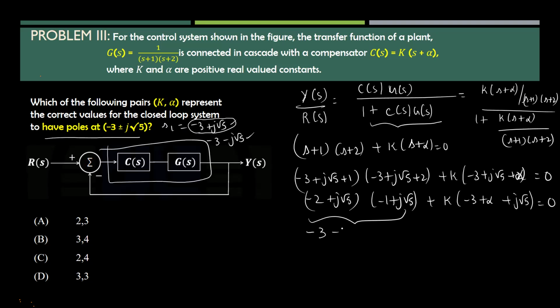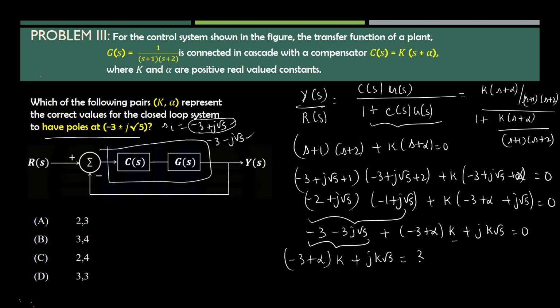And simplifying this, multiplying this, it will become minus 3 j root 5. Okay. And then here minus 3 plus alpha into k is the real part and jk root 5 is the imaginary part equal to 0. So we need to find k and alpha. For that, I'm moving this part to the right hand side. So (minus 3 plus alpha) into k plus jk root 5 equal to 3 plus j3 root 5.